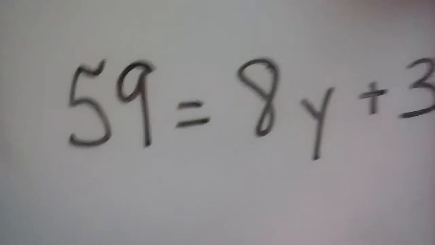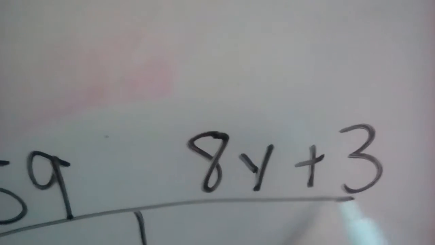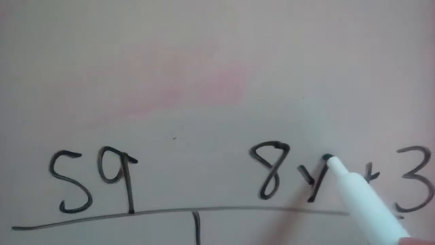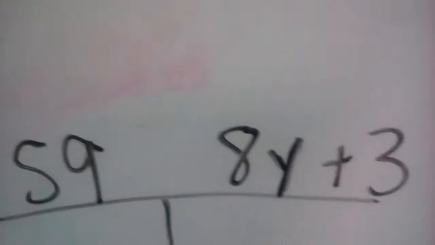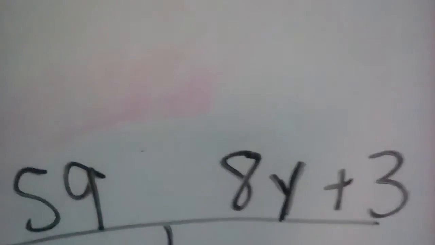Okay? So remember when we had our handy-dandy little teeter-totter thing here, right? This would be 59, and then over here we had 8y plus 3. We would have 8 of those pawns, and then plus that number 3, okay? So remember, y always wants to be by himself. Y is ornery. The letter in algebra is always ornery, and he always wants to be by himself. He wants to get rid of everything else, okay?